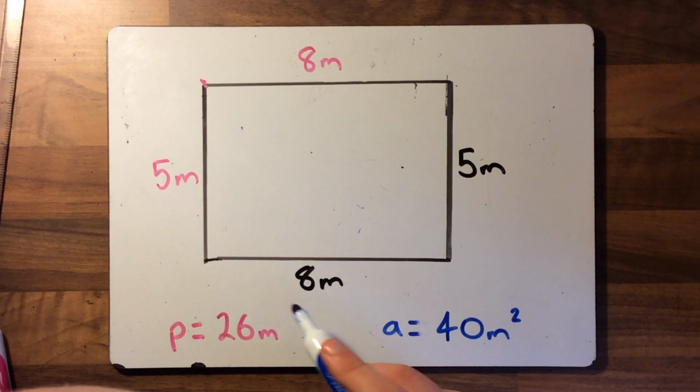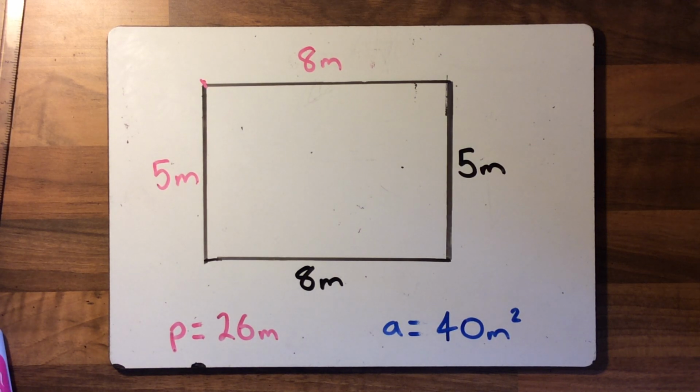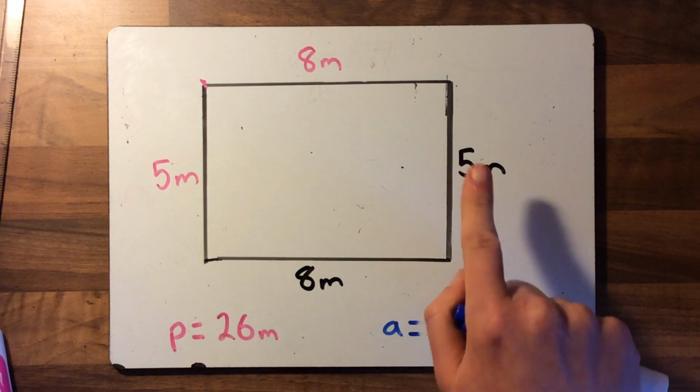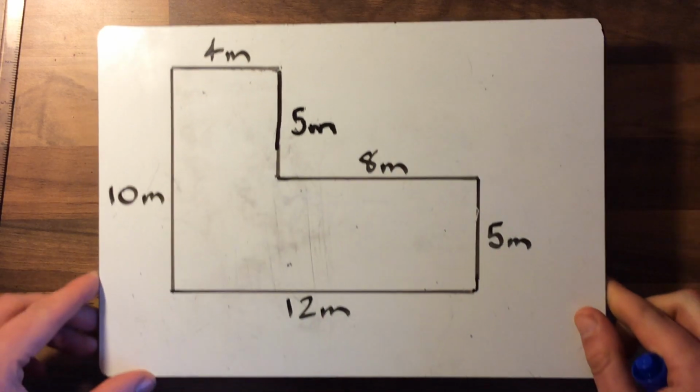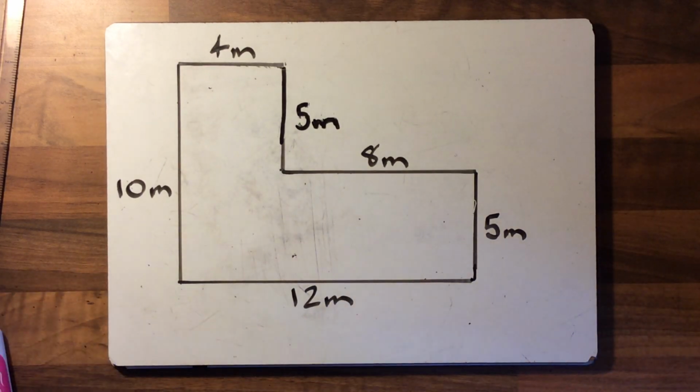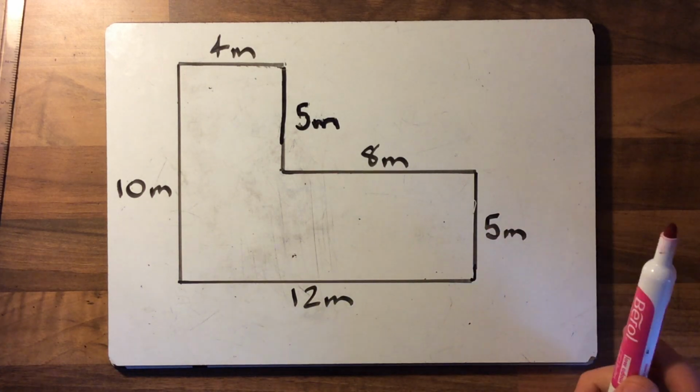The perimeter was 26 metres, the distance around the edge, and the area was 40 metres squared. So when it's a rectangle like that, it's reasonably straightforward because it's just multiplying the width by the height for the area, and the perimeter is finding the missing sides and then adding them up. When you have a shape like this, it is slightly more complex, a little bit trickier, because you can see clearly it's not a rectangle, is it?